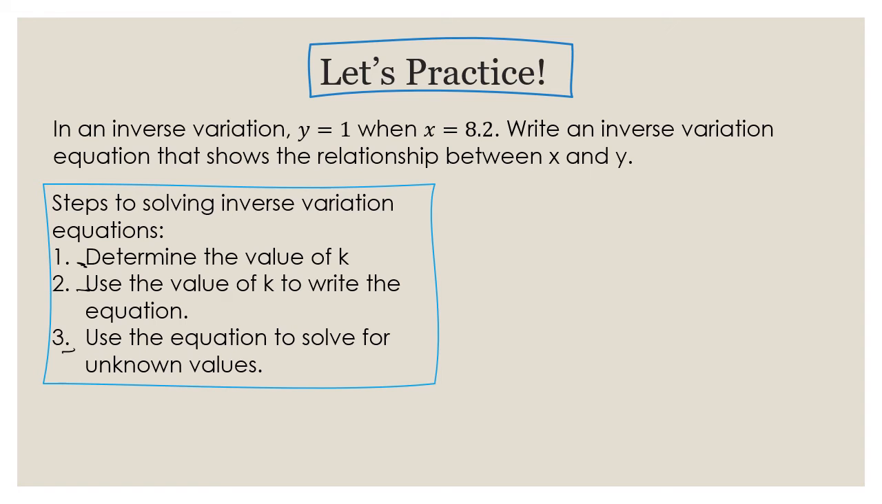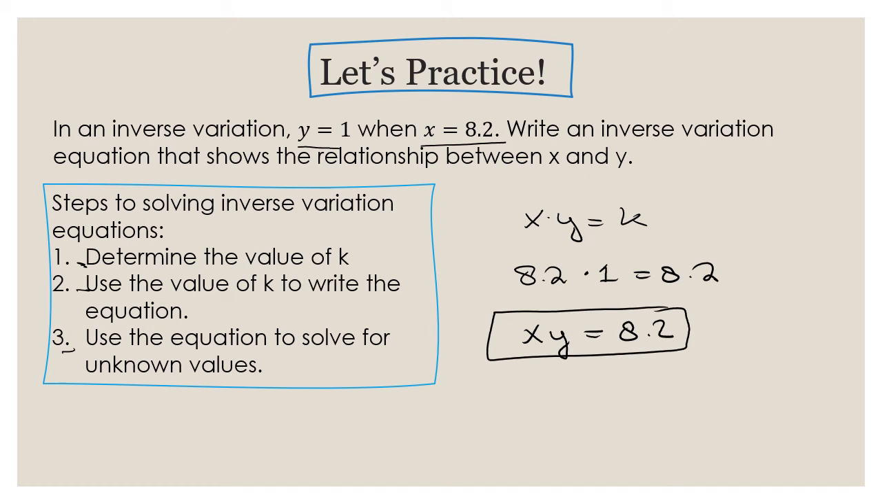Alright, so this says an inverse variation, y equals 1 when x equals 8.2. Write an inverse variation equation that shows a relationship between x and y. So step 1, we need to find the value of k. K is just going to be equal to whatever is x times y. So in this case, that's going to be 8.2 times 1, which is just 8.2. Now step 2, use the value of k to write the equation. So we just write xy equals 8.2. And that is literally all you have to do.